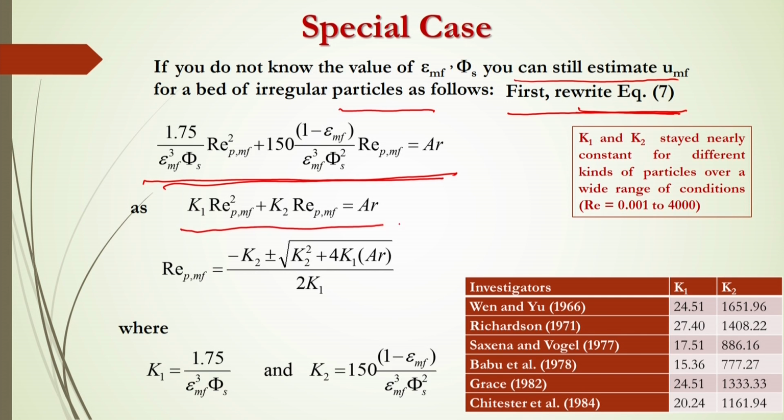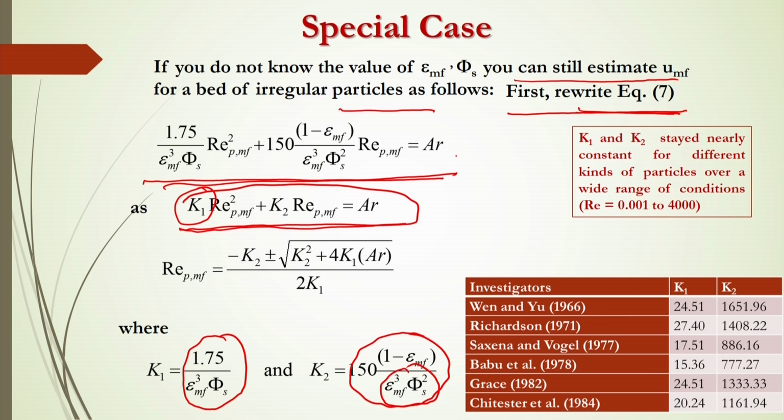Here I am denoting by K1 and K2. This K1 is defined as 1.75 by epsilon mf cube into phi s, and K2 will be 150 into (1 minus epsilon mf) divided by epsilon mf cube into phi s square. So, this equation 7 is represented in terms of these two parameters, K1 and K2.